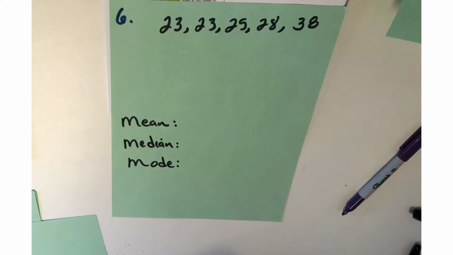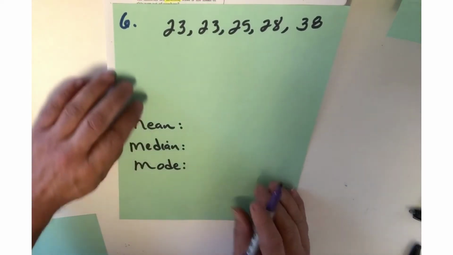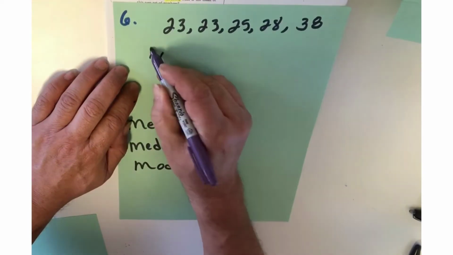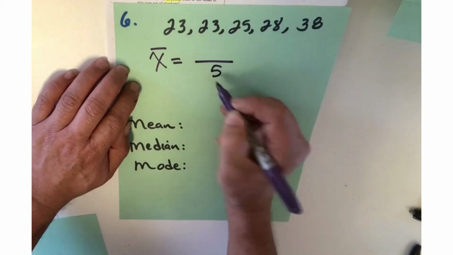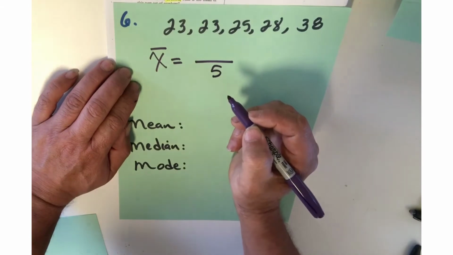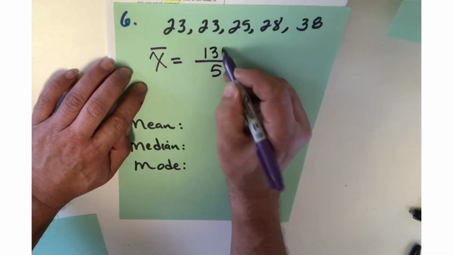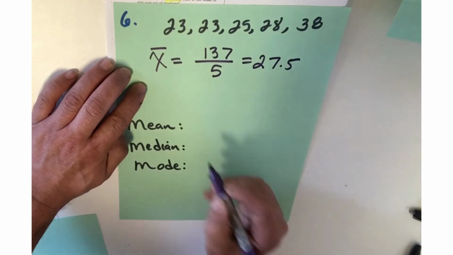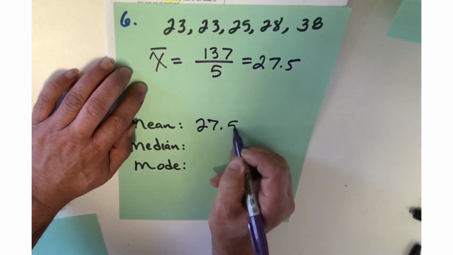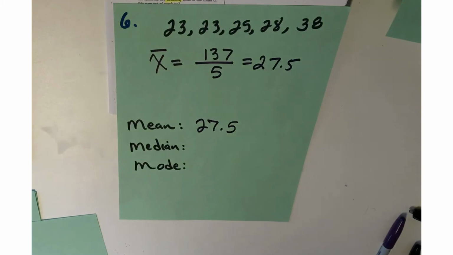Okay, so here are my numbers. I'm going to begin by taking a look at all of these numbers, number 6, and I'm going to be adding them so I can find my mean. So here goes, mean is equal to, 1, 2, 3, 4, 5. There are 5 terms. And if I add all of these numbers, it is 137, which gives me 27.5. So 27.5 is my mean.